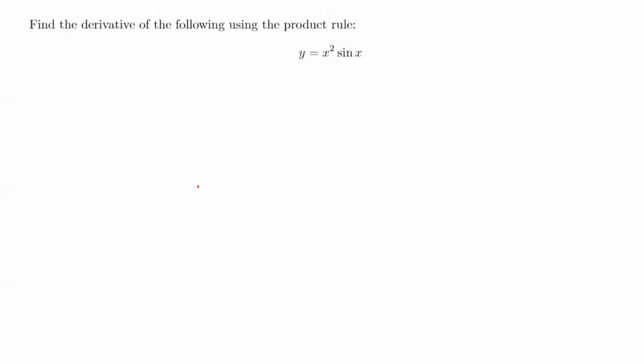So the product rule is one of the rules that we use in differentiation when we can't use the normal derivatives like x to the power of n or sine or cos. So there's the three rules, the product, the quotient and the chain rule. We use the product rule when we have two functions being multiplied by each other.